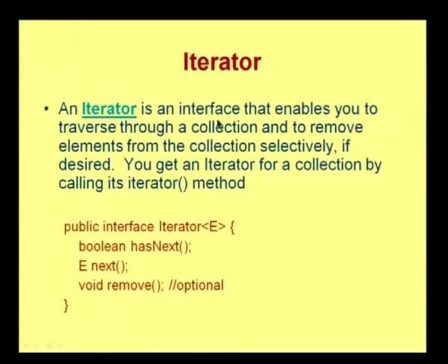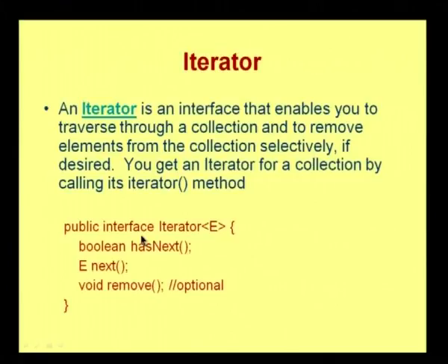So an iterator is an interface that enables you to traverse through a collection and to remove elements from the collection selectively. If desired, you get an iterator for a collection by calling its iterator method. Normally for all collections I have a method called iterator which will return the iterator for that collection, so that I can go and access all the values available in the collection. You can see we have an interface called iterator which can hold any data type. I have a method called hasNext, to check whether there is any next element in order to get my element. If I want to remove, I can also remove.